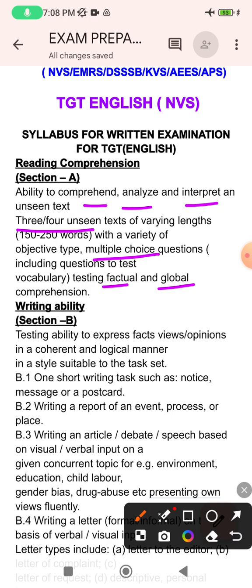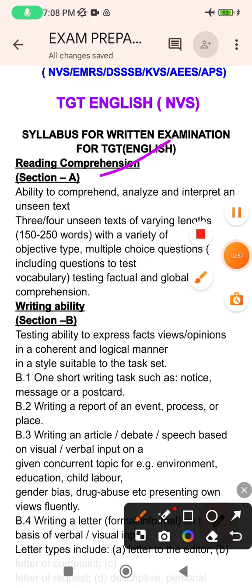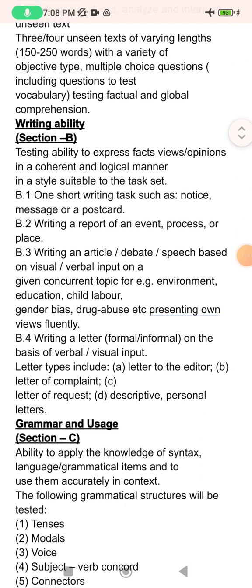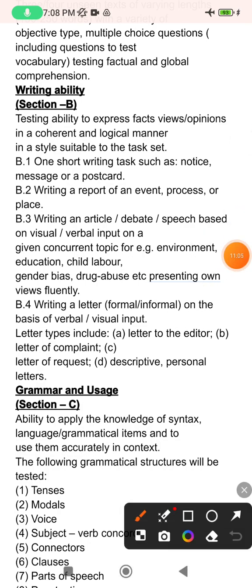Sometimes direct questions will come, and if you think of EMRS, this time direct questions, very clear-cut, come from the passage. Then word meaning also, then critical and analytical thinking based questions also. So for reading comprehension, you have nothing to do, you can practice online. Now you have writing skill. Here you have nothing to write.